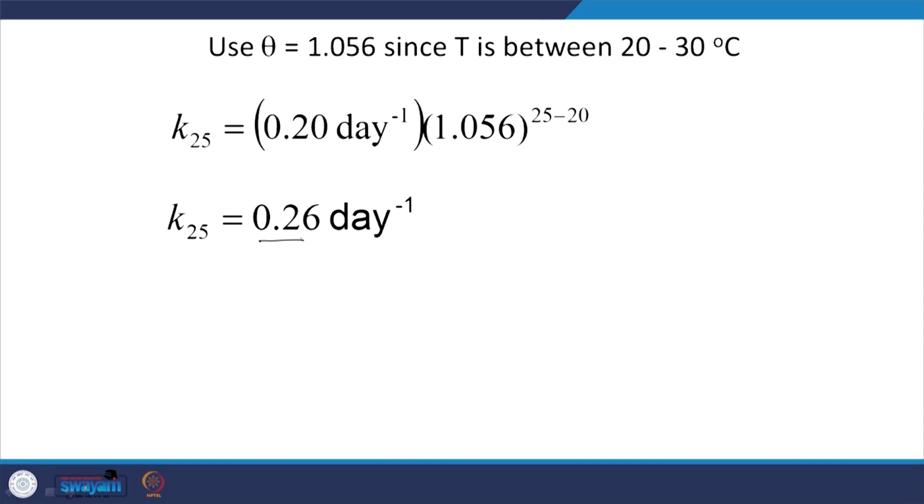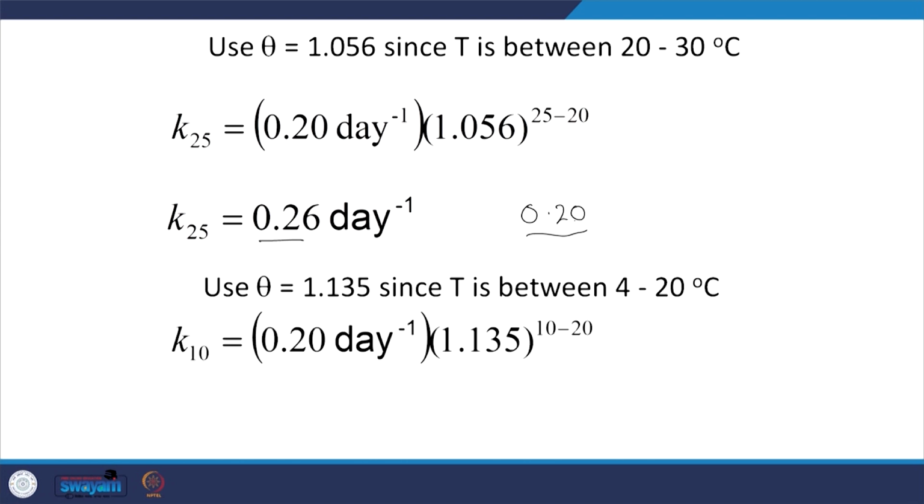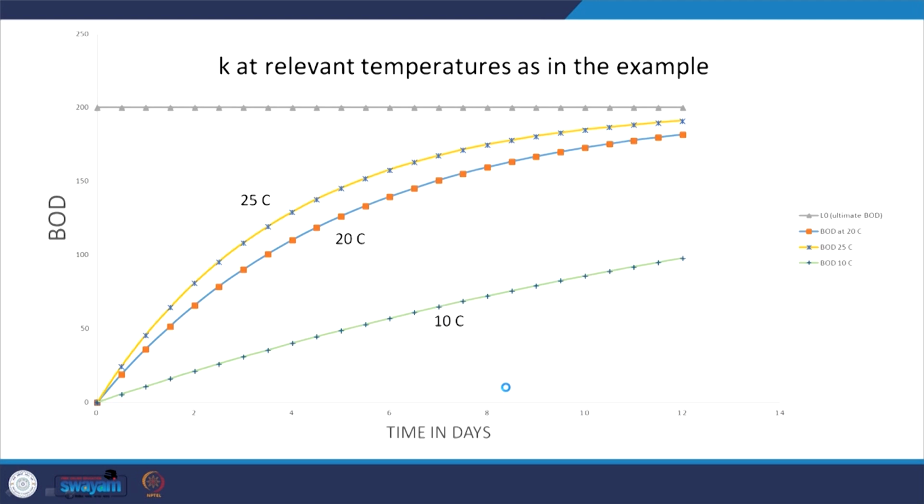So K at 25 turns out to be 0.26, when at 20 degrees it was 0.2, and at 10 degrees what is it going to be? It decreases greatly, to 0.056. I think I have a graph out here. L naught, the ultimate BOD, is 200. At 20 degrees centigrade this is what we have. I think I took 0.2 as the rate constant. At 25 we see that it did increase, but not by a lot, though there is an increase. But when I decrease the temperature, you see that there is a remarkable decrease in the consumption of the organic content. So you can see that the degradation kinetics are going to be remarkably affected at relatively low temperatures. That is something to keep in mind.